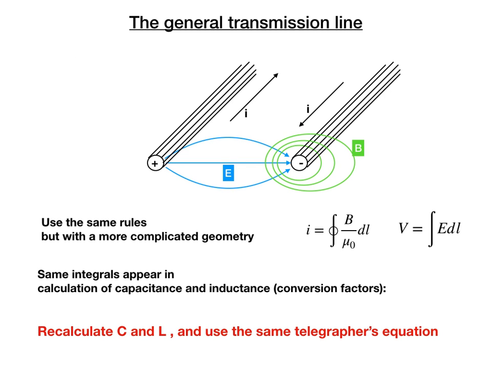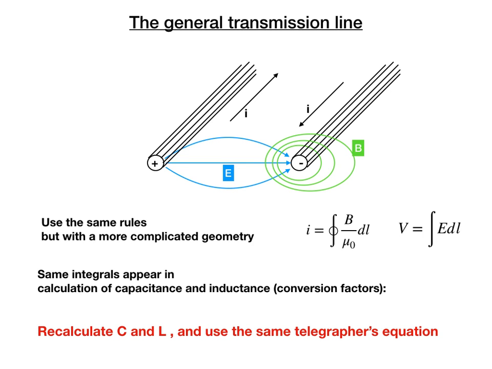When you have a general transmission line, I've just drawn another classical transmission line with two wires. But here the field is not uniform between the conductors. The magnetic field is also changing over space, so it becomes a more complicated problem. But you can use the same rules. You just calculate the magnetic field as an integral of the current and the voltage as the integral of the electrical field between the two conductors.